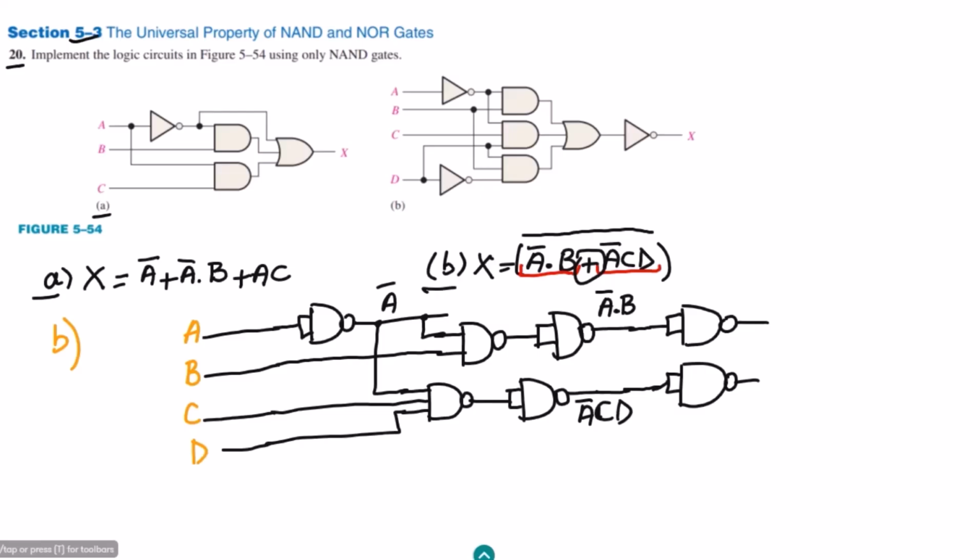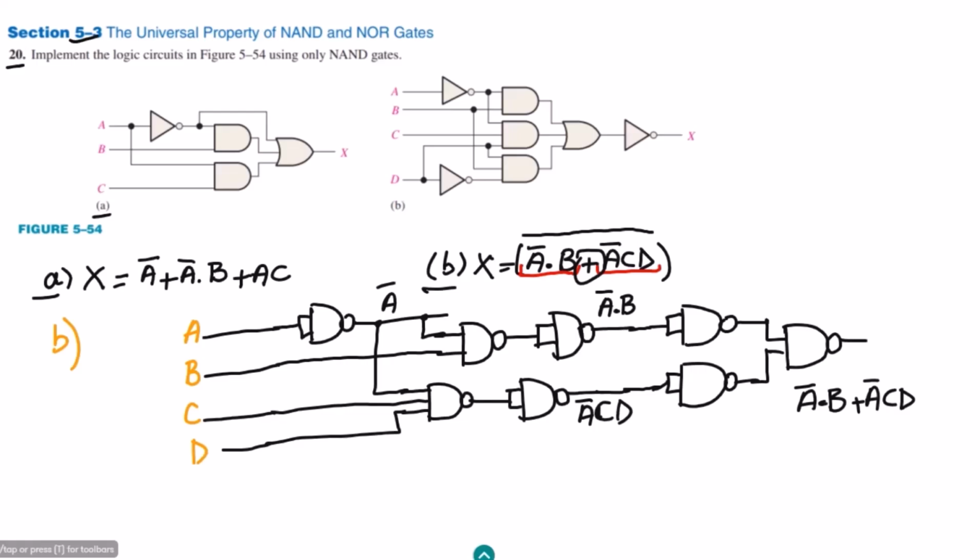Okay, and at the output of it, these are now given to the inverter. Okay, so now here these are now given to this NAND gate. Okay, so here what I will get, the output of it will be what? That would be A complement dot B plus A complement CD.